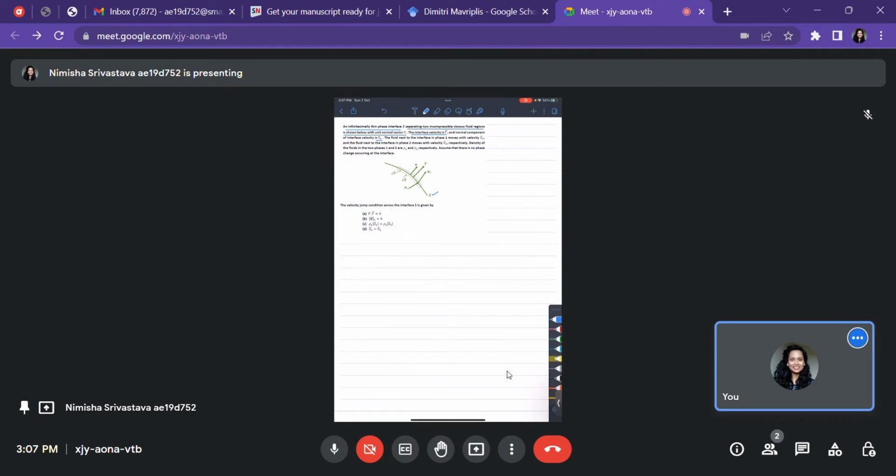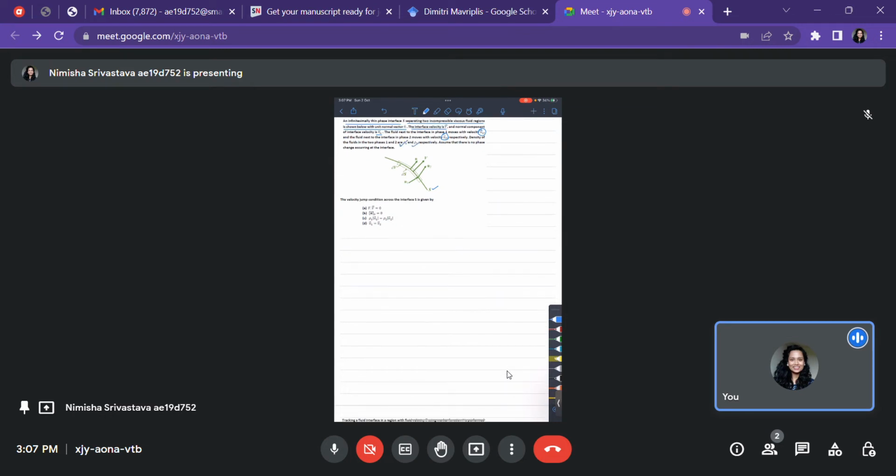The fluid next to the interface in phase 1 moves with the velocity u1, and the fluid next to the interface in phase 2 moves with the velocity u2 respectively. The density of the fluids in the two phases is ρ1 and ρ2 respectively. Assume that there is no phase change occurring at the interface. The velocity jump conditions across the interface is given by.